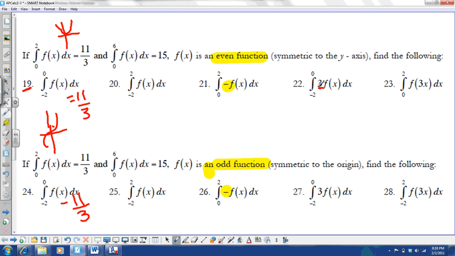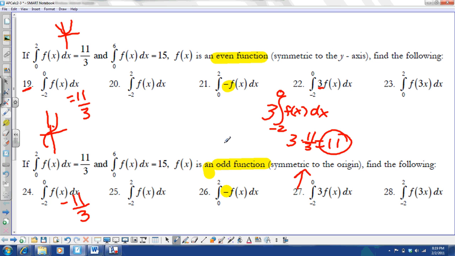Well, anytime you have a constant being multiplied by your function, you're allowed to factor that constant out to the front. So when you do that, you've got 3 times the integral from -2 to 0 of f of x dx. Well, we already figured out what that integral was in number 19. So for our answer here, we just have to do 3 times 11/3, and that's equal to 11. Number 27 is similar to number 22.